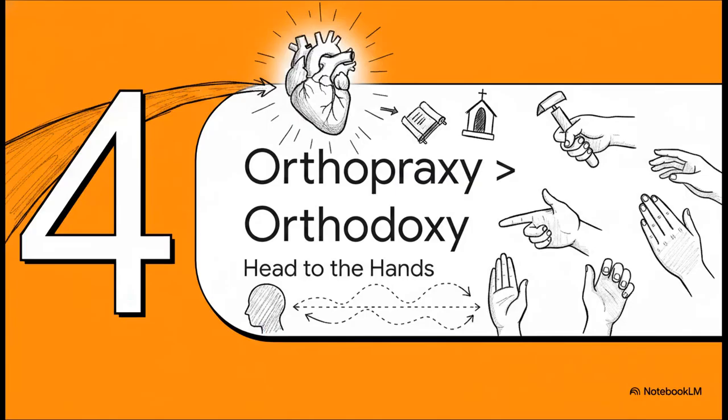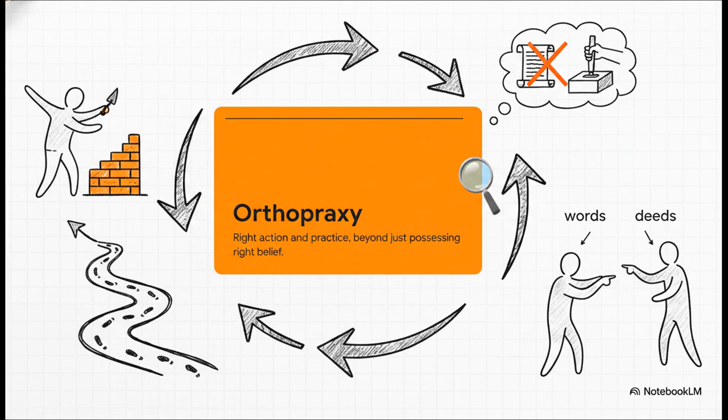Which leads us to section 4, orthopraxy over orthodoxy, moving from the head down to the hands. This is really the climax of Matthew's literary agenda. If you're going to be part of this new family, what's actually required of you? Matthew insists on a major shift from pure orthodoxy to orthopraxy. Now, orthodoxy means having the right beliefs and the right doctrine, which is important, but Matthew makes it crystal clear that it's just not enough on its own. It absolutely has to be matched by orthopraxy, which is doing the right actions.